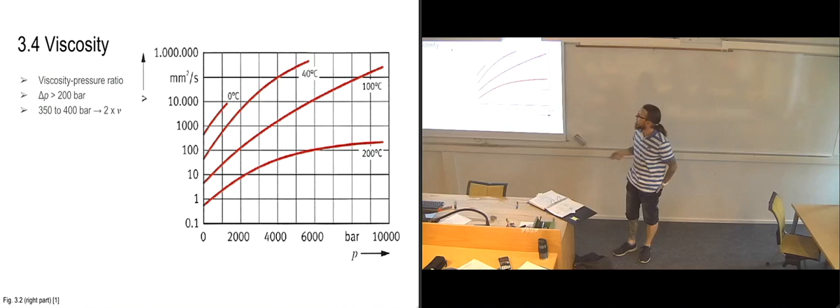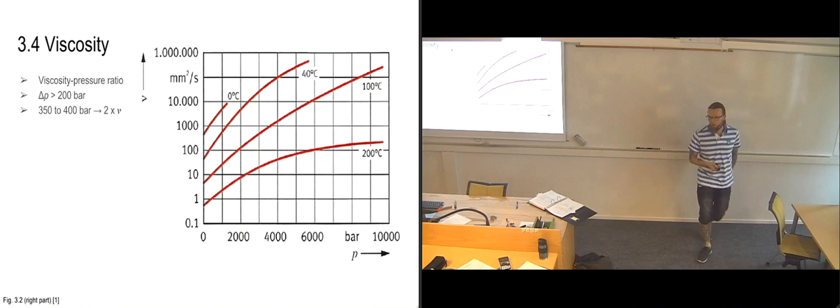But as you can see with the 100 degree, if we get up to just from 0 to 2,000 bars in difference, we actually have almost 100 more in kinematic viscosity if we increase the pressure that much. So it really does have something to say.